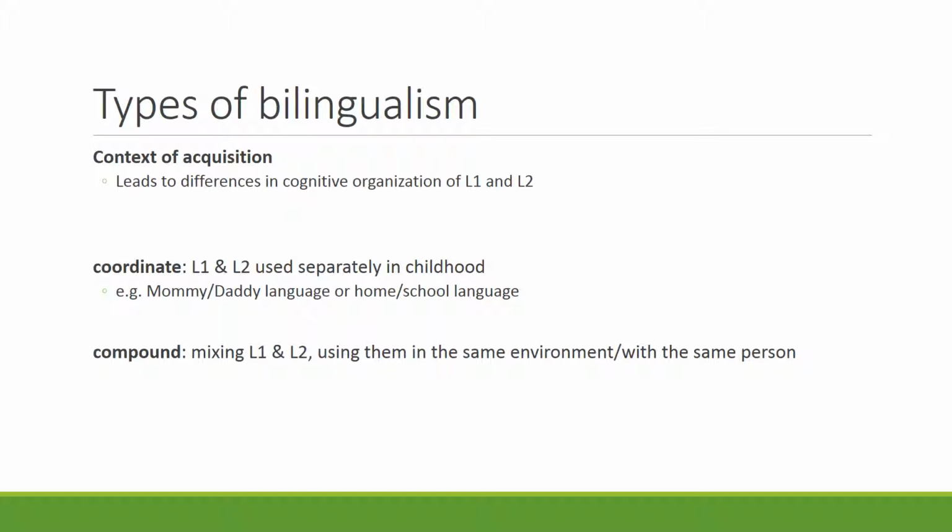Compound bilingualism would occur if both languages are used and the person learning them is exposed to them in the same environment. So this would be the case if a child was raised in a home where two languages were spoken within that home. So this time you've got one semantic network or one set of meaning, and you've got exposure to two different ways, two different languages to talk about that set of semantic meaning.